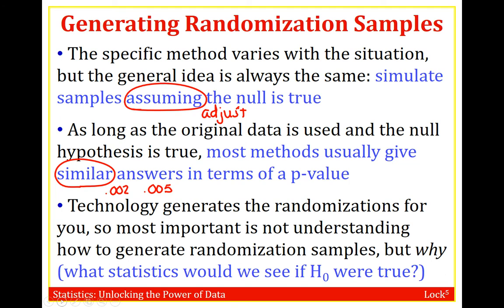Technology generates this randomization for you. Most important is not understanding how to generate the samples, but why to generate them. Again, why? To make H of O true. I've said that like 17 times today.